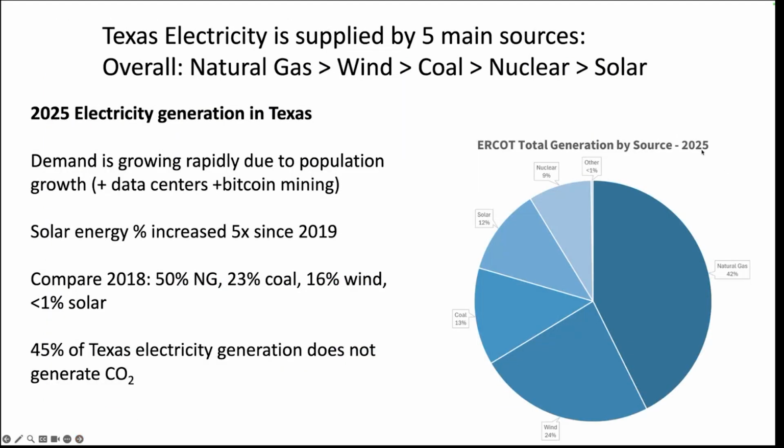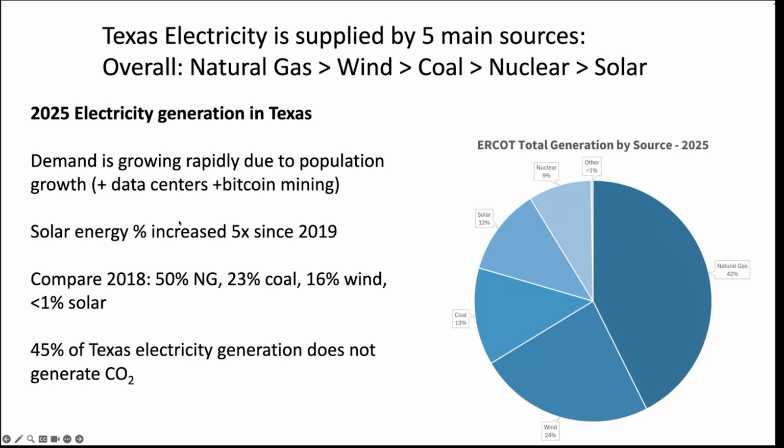Let's talk about Texas electricity. So Texas electricity is supplied by 5 main sources of energy, basically to power the turbines that generate it. So this is the ERCOT total generation by source: 42% natural gas, 24% wind, 13% coal, 12% solar, 9% nuclear, and then other here.